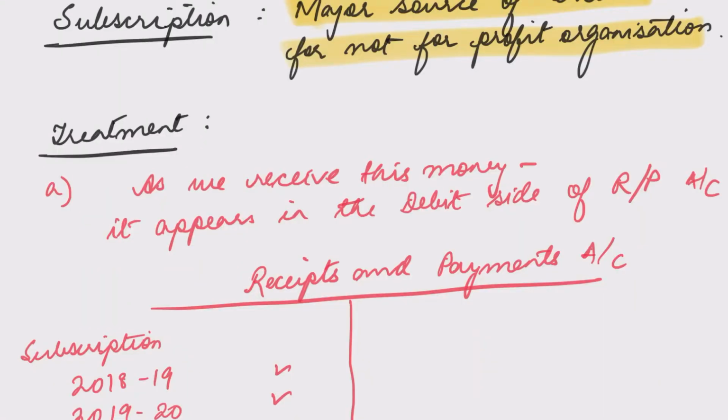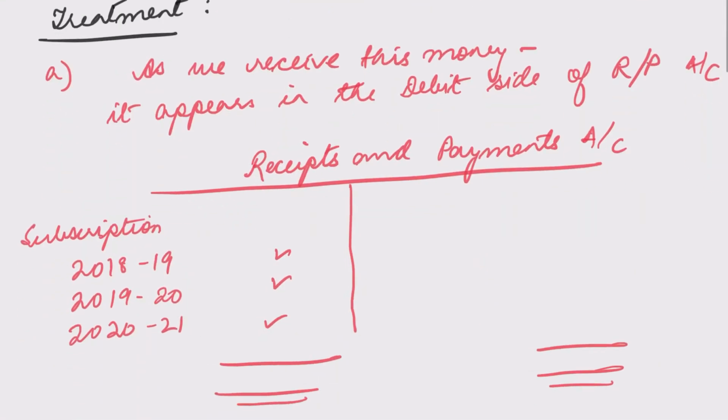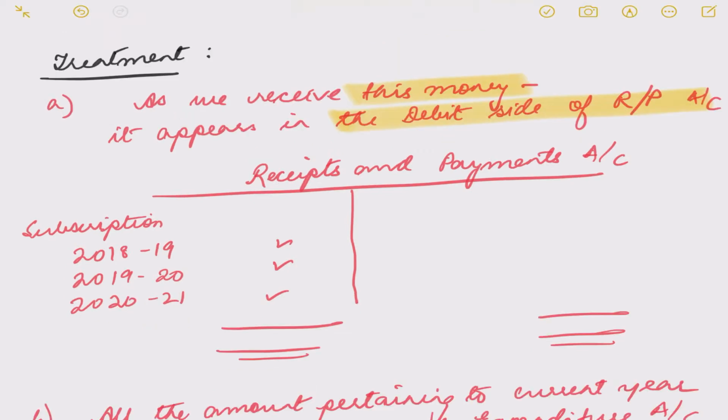So first of all, we understand what are the treatments which we do. As we receive this money, it appears on the debit side of receipts and payments account. That is, we are receiving that money, that cash or in bank. Debit side of receipts and payments account में आपको show करना पड़ता है subscription amount which we received during the year, चाहे वो पिछले साल का हो, चाहे वो next year का हो, चाहे वो current year का हो. All the amounts pertaining to any year will come in receipts and payments account as it is received during that year. So subscription last year, this year or next year, any year will come in receipts and payments account.